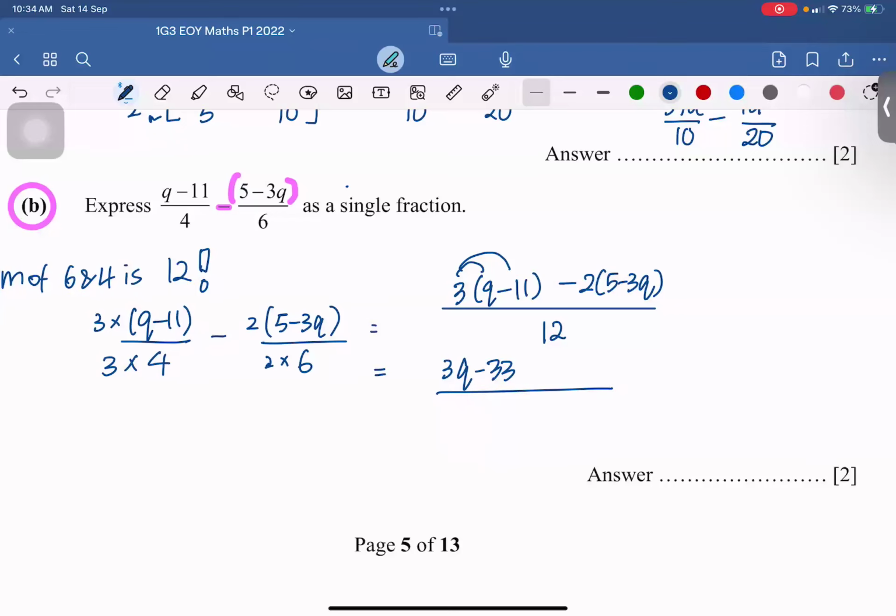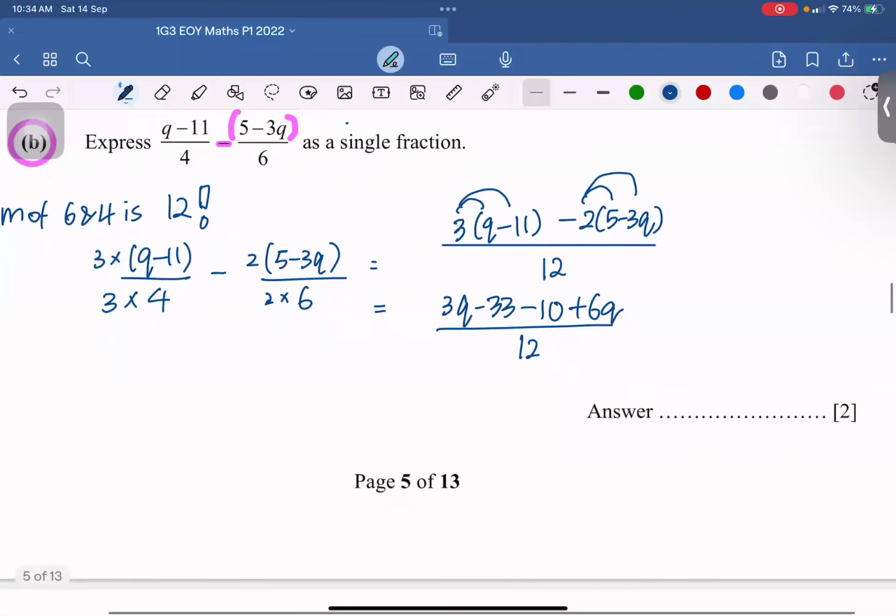Just now I stopped at Jaden, right? Let me cut. Who is the next one? Bev. Bev, can you help me expand the numerator? Expand the negative numerator. Negative 10 plus 6q. Good. You remembered to change the sign. Divide by 12. Thank you.